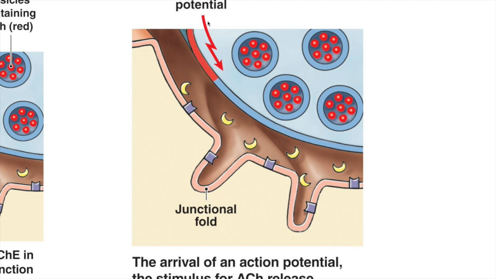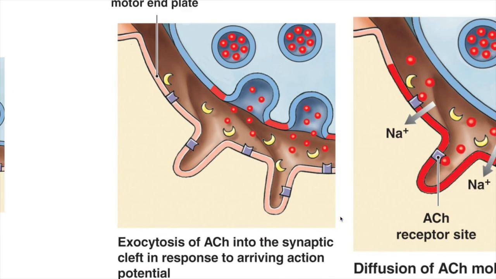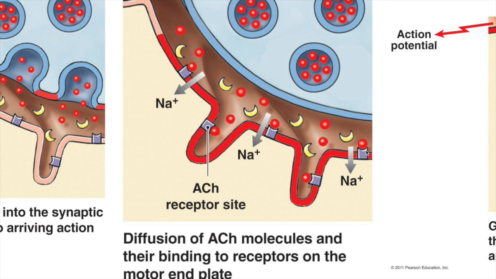And when an action potential, here's our action potential arriving, it's red in this picture. That's an electrical signal. An action potential is an electrical signal. And when that reaches the synaptic terminal, acetylcholine is released, which we see in this picture. Acetylcholine is being released. Acetylcholine diffuses across the synaptic cleft and binds to receptors. So here are the receptors on the muscle cell, on the motor end plate specifically.